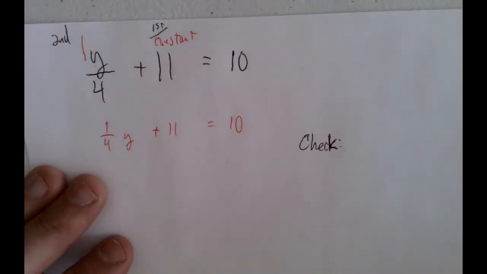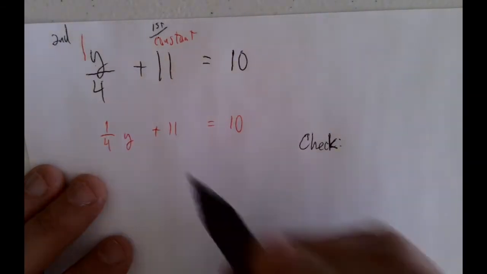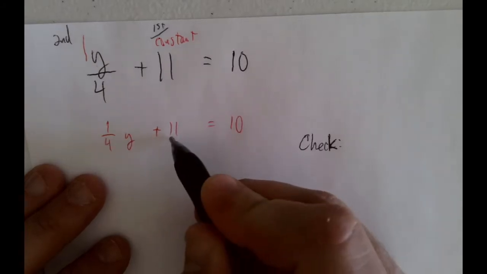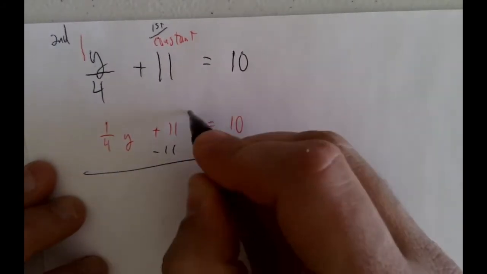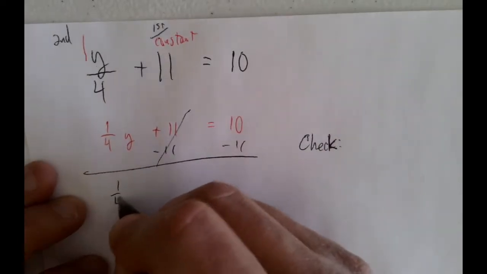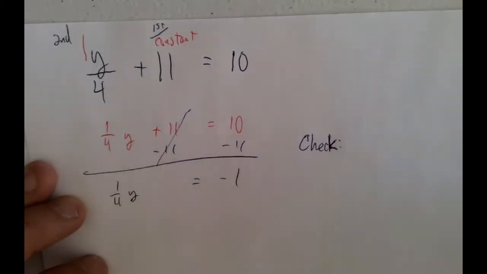That is going to be the simplest pattern. Yes, there are other ways to do it, but this is the simplest. So how do I get rid of the constant plus 11? I've got to subtract 11. So it cancels out, and I'm going to get 1/4 y equals -1.